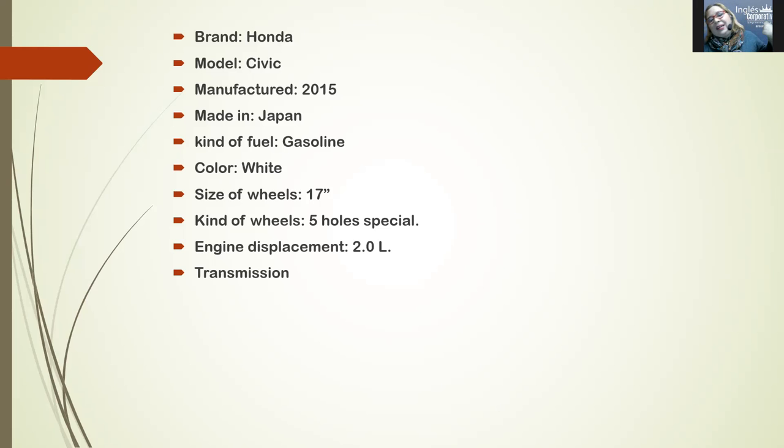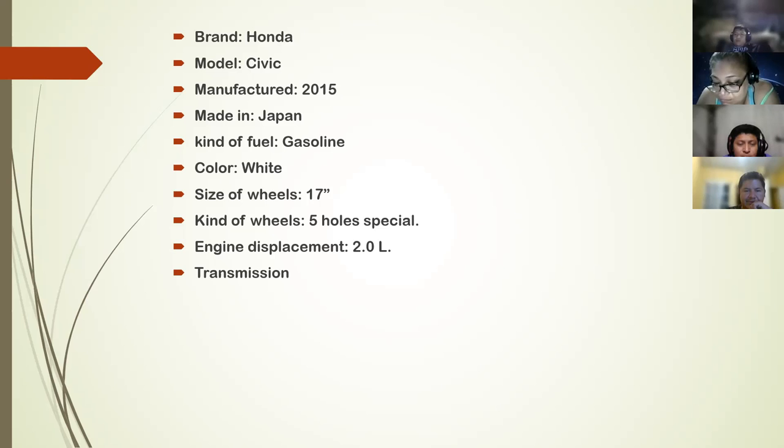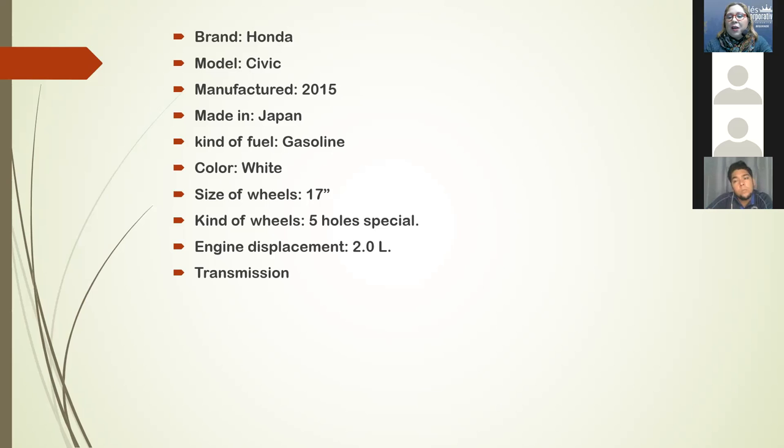It has, qué sé yo, an engine displacement of 2 liters. Okay. And with transmission, you can say this in sentences. ¿No practicaron así como oraciones? Okay, but it's nice. Here we can see the features of the car. What color is the car? It's white, right? The side wheel is 17 inches, right? The kind of wheel on the Civic.